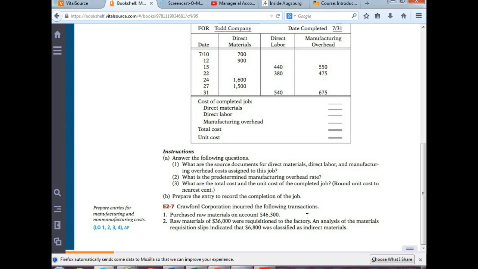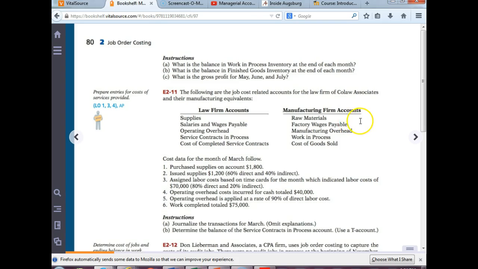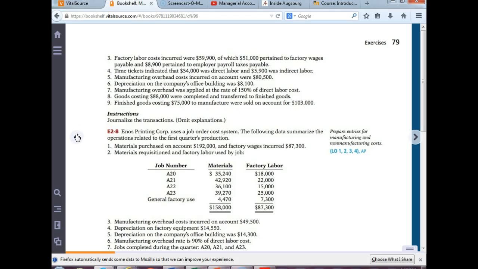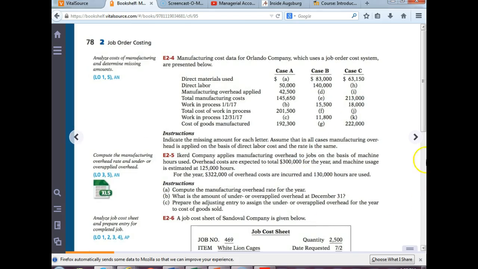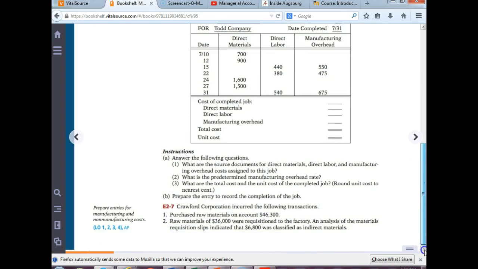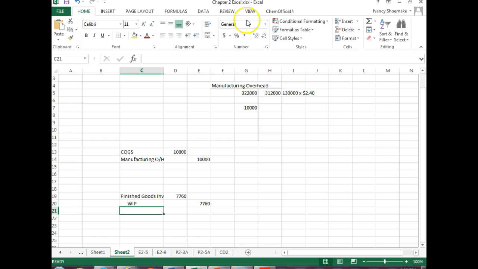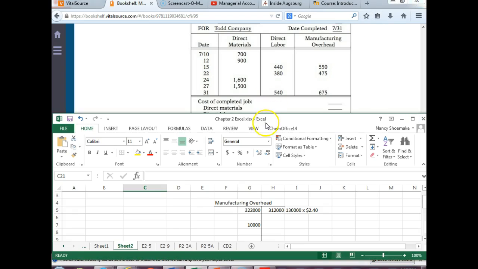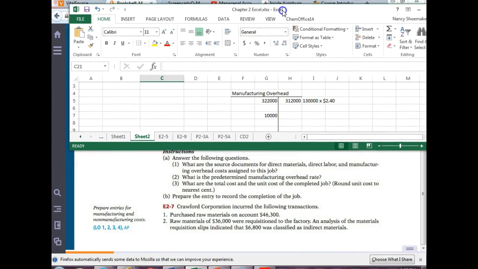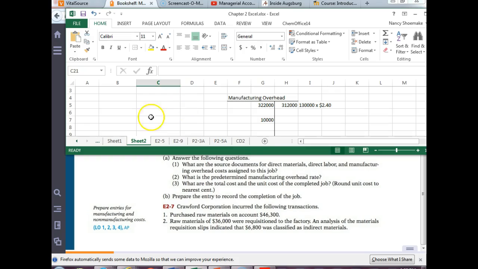Crawford incurred the following transactions. And our job is to journalize these transactions, okay? So what I'm going to do is pull up a sheet so you can see everything I'm doing here, okay?